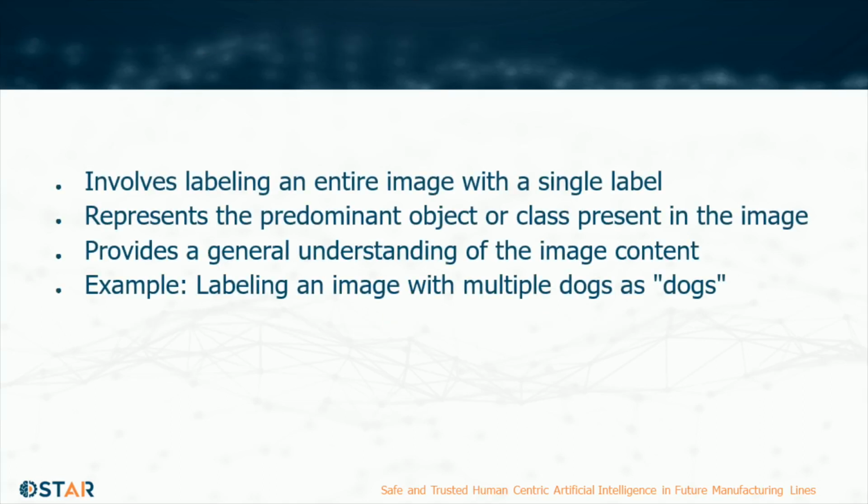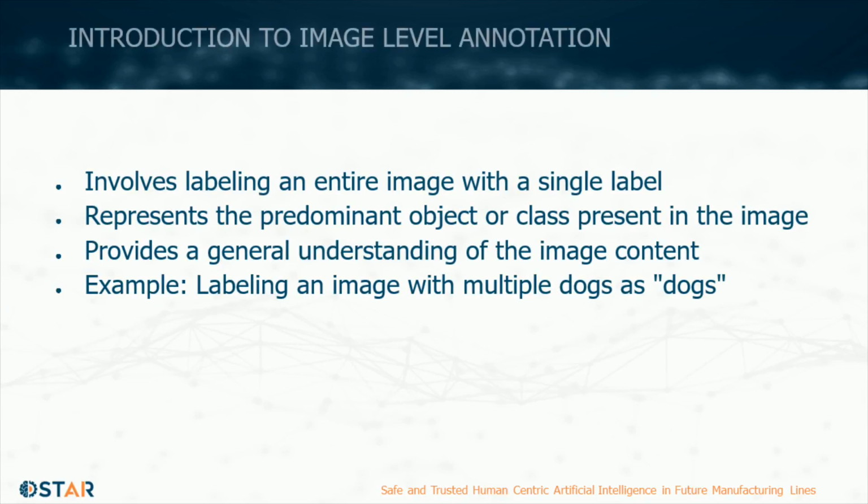3. Introduction to image-level annotation. Image-level annotation, on the other hand, involves labeling an entire image with a single label, representing the predominant object or class present in the image. Instead of annotating each individual object instance, the focus is on providing a general label for the entire image. For example, an image containing multiple dogs may be labeled with a single tag, dogs, without differentiating between the individual instances.